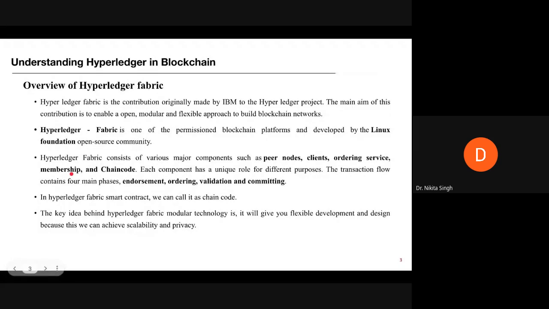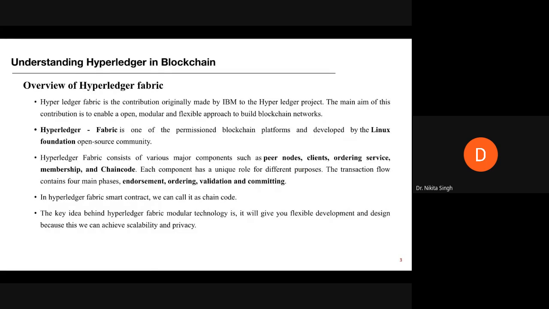The membership service provider has the task of issuing and maintaining the identities of all the nodes that participate on the Hyperledger Fabric. And then we have the chain code, which is nothing but smart contracts, as we call them on the Hyperledger Fabric. Each of these, as we have seen, has different roles and different responsibilities. So all of them have unique roles for different purposes.